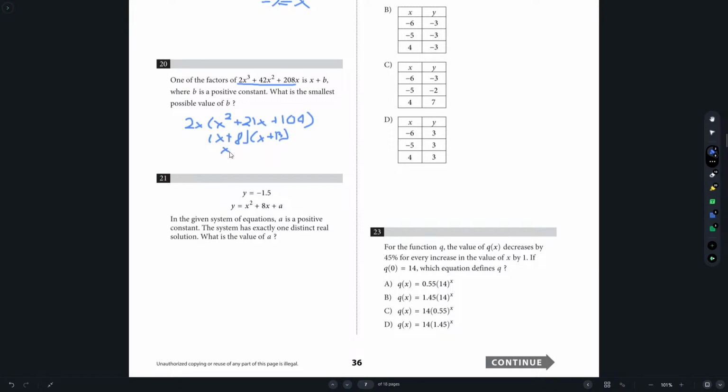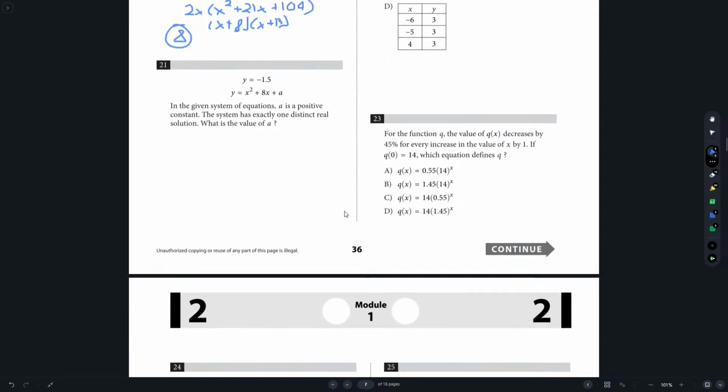Here's the funny thing. This is going to be x is equal to negative 8 and negative 13. And because we know that the 13 is smaller, this b is going to equal... Well, b can't be negative. One of the factors is x plus b. Oh, we're not solving for x, we're solving for the b value. Of course. The smallest possible value of b is a positive constant. If you don't include 0, then it's 8. The smallest possible one is 8. Misread that question. That would have hurt me on a real exam.